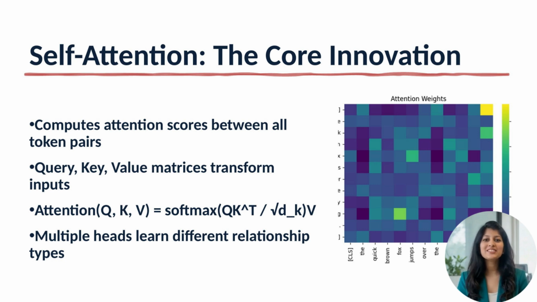Multi-head attention runs this process multiple times in parallel with different learned transformations. Maybe head 1 learns syntactic relationships, head 2 learns semantic relationships, head 3 learns coreference, and so on. Outputs are concatenated and transformed. Multiple heads allow the model to attend to different aspects of the input simultaneously. This mechanism allows direct connections between any two tokens, enabling long-range dependencies without sequential processing.